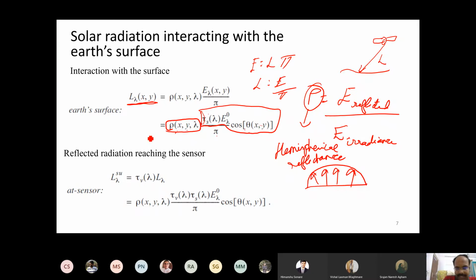The only assumption we are making is that the surface is Lambertian, that is, this particular equation holds good. Only then can we say L is equal to E by pi. That's why we are doing it. Okay, any doubt till now?